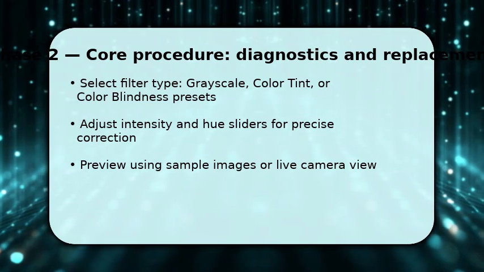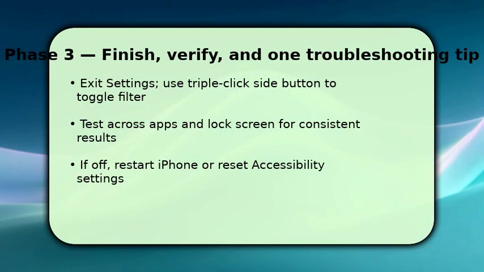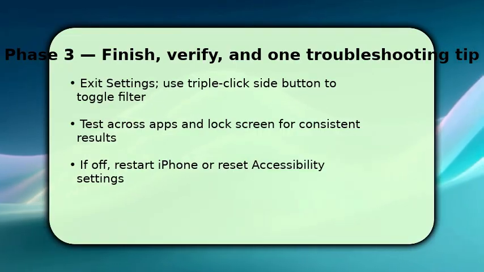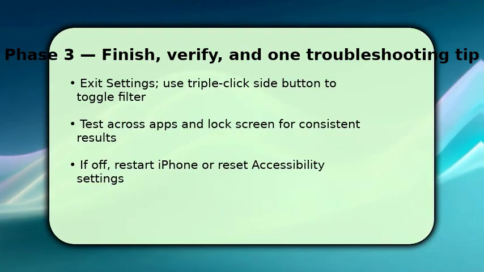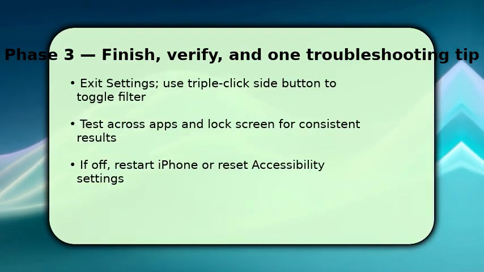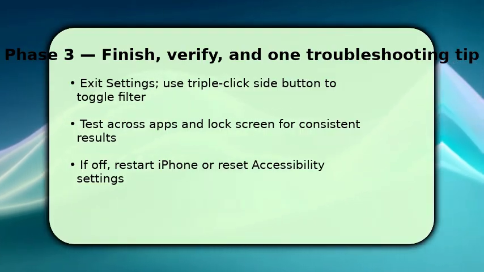Finish by exiting Settings and using the accessibility shortcut to toggle the filter quickly. This helps you test in real usage. You must test across apps, the lock screen, and when watching video to ensure the filter behaves consistently.